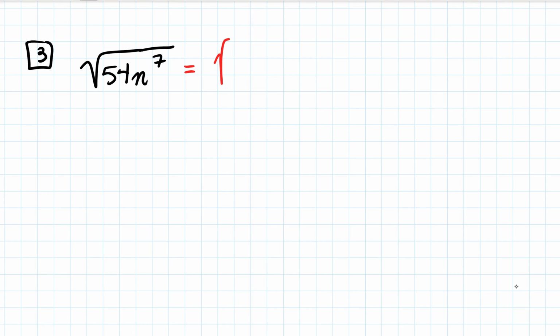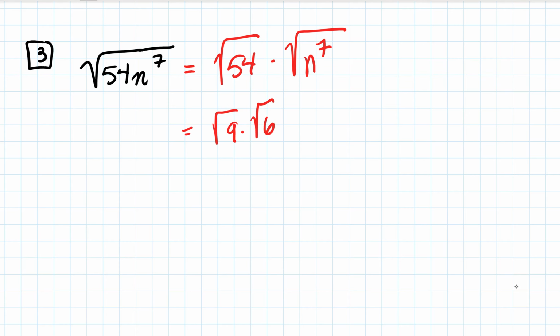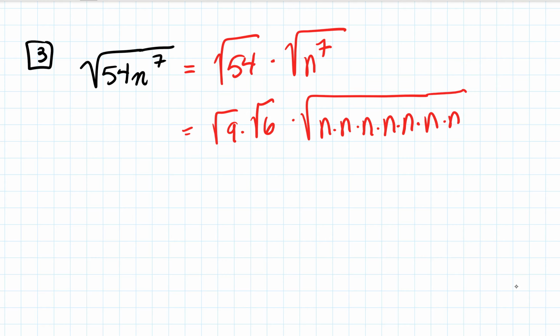So let's break this up. This is the square root of 54 multiplied by the square root of n to the 7th. So we've got to work with 54. The square root of 54 can be broken up into the square root of 9 and the square root of 6, because 6 times 9 is 54. Now I'm going to do something interesting. I'm going to lay it out for you. This is the same thing as n times n times n times n times n times n, 1, 2, 3, 4, 5, 6, times another one. Now, if I were to combine these two, that would give me an n squared.